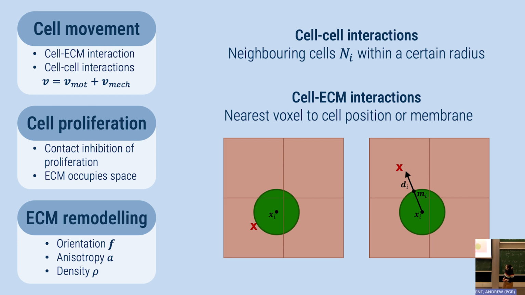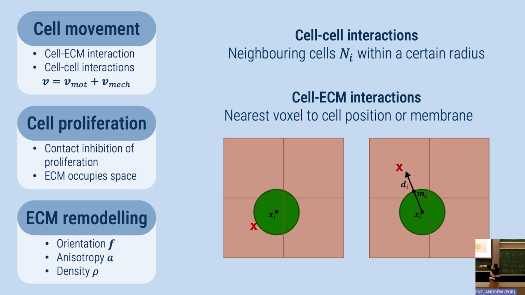So the way these interactions work, for cell-cell interactions, we're looking at the neighbors. If we look at a cell CI, I'm looking at the neighbors around the cell, so just the cells within a certain distance from CI. And instead, for the cell-ECM interactions, I use 2 different ways of defining the nearest voxel.